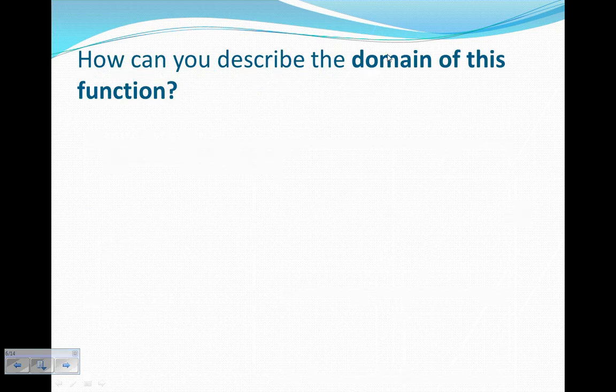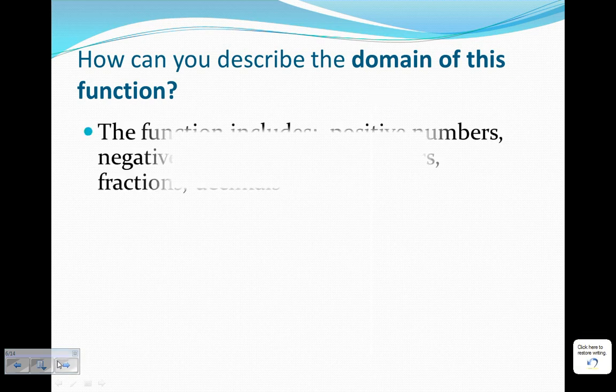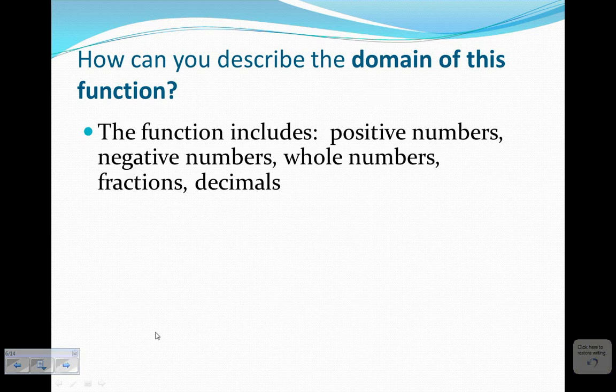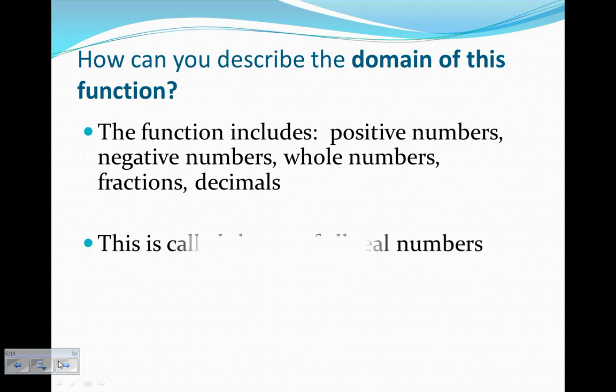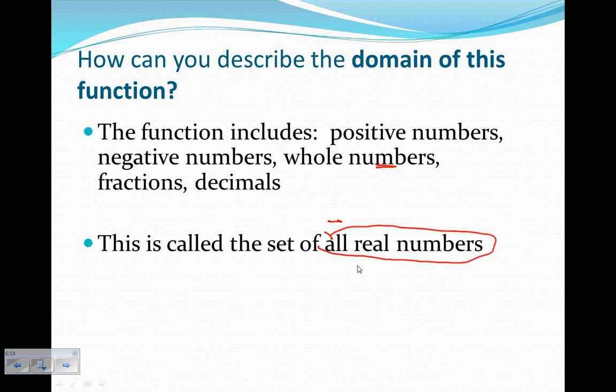Well, when it says to describe the domain of a function, the domain is the x. If that line continues on and on, you're going to have all the positive numbers, all the negative numbers, all the whole numbers, decimals, fractions, all of that. But what we're going to call this is a set of all real numbers. So when they ask you to describe the domain of a function, you are going to write all real numbers. You're not going to give a specific thing.